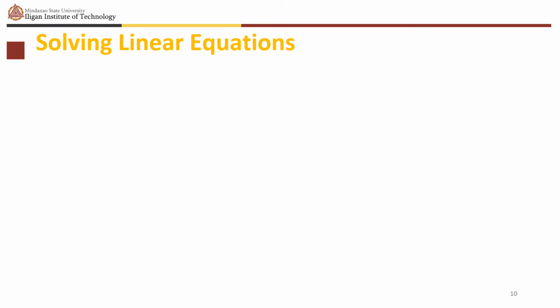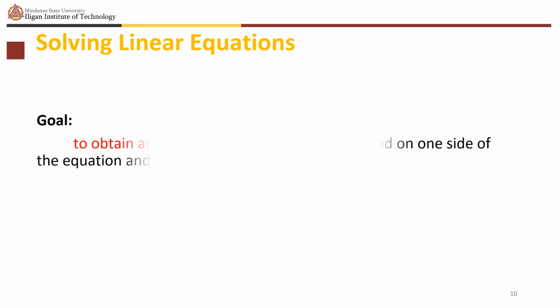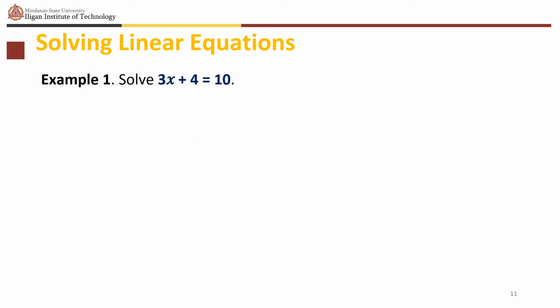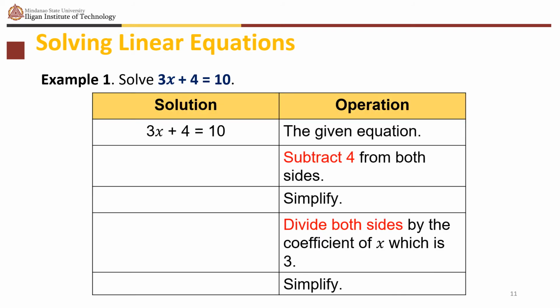Solving linear equations, our goal is to obtain an equivalent equation with x isolated on one side of the equation and a number on the other side. So we try now to solve the linear equation 3x plus 4 is equal to 10. So this is the given equation, 3x plus 4 is equal to 10.